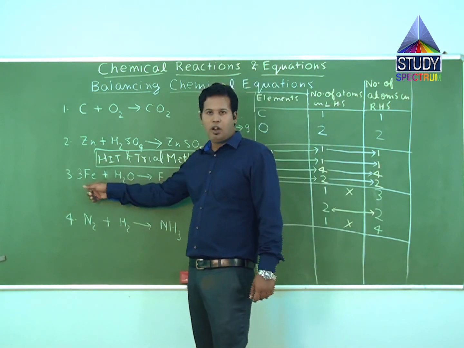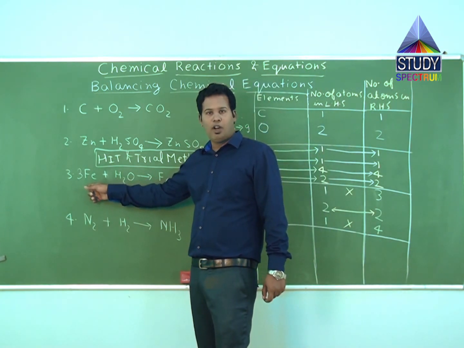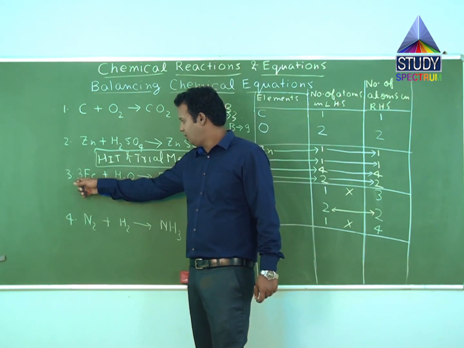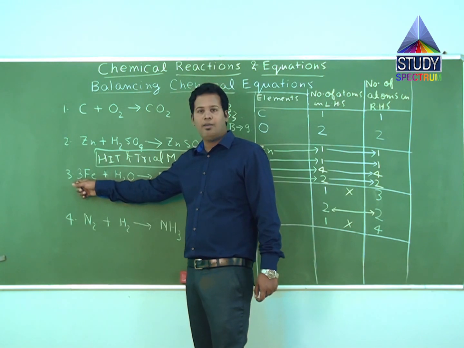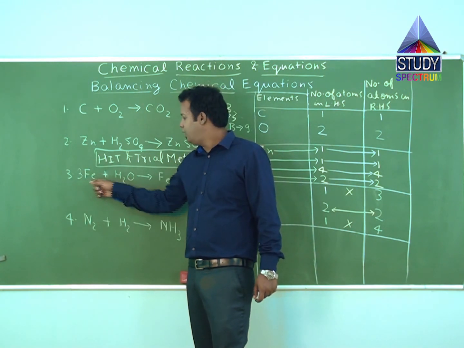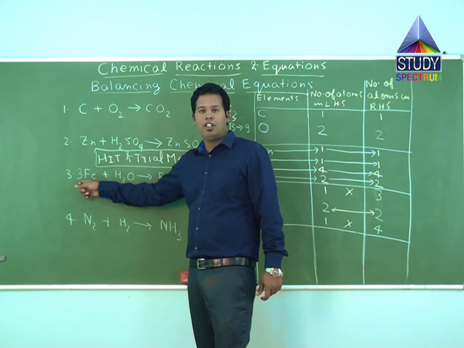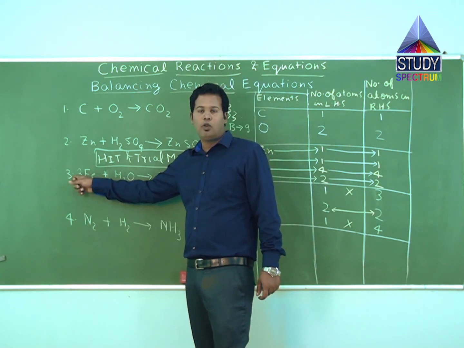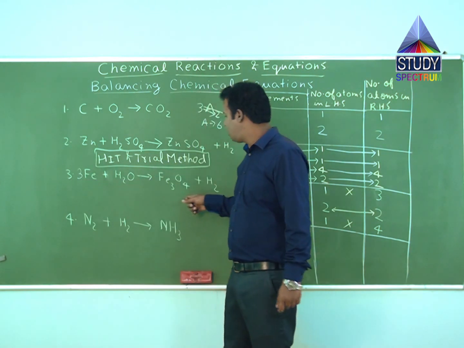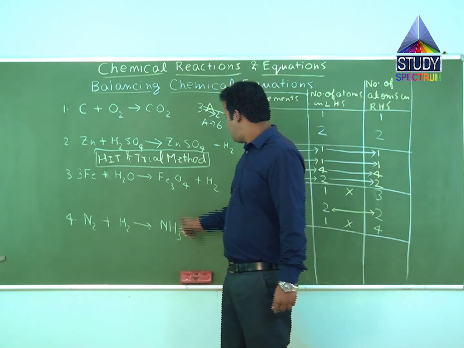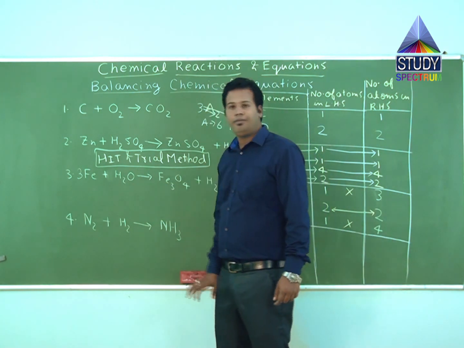So earlier the coefficient of iron in LHS was 1. I have changed the coefficient of iron as 3. It means the number of iron atoms in LHS is 3 into 1. Since the suffix remains same for iron, that is 1, I have changed the coefficient as 3. So the number of iron atoms in LHS will be 3 into 1, that is 3. And that is what it is in RHS also. Correct?